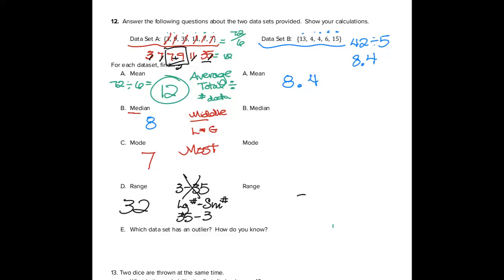Okay. The median is the middle. So that is least to greatest. You have to rewrite them. 4, 4, 6, 13, and 15. Median is the middle. So the middle one here is 6. Okay. Mode, the one that happens the most. I have 2 4s, so that's going to be a 4.